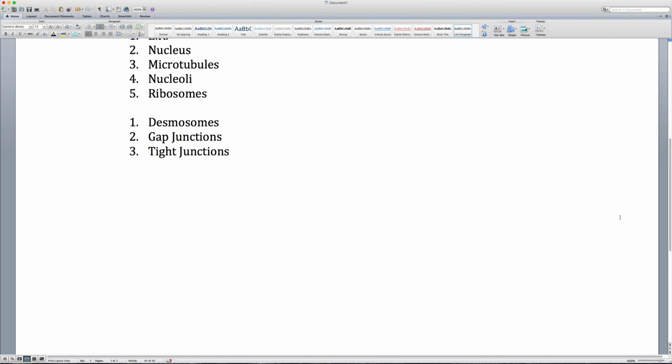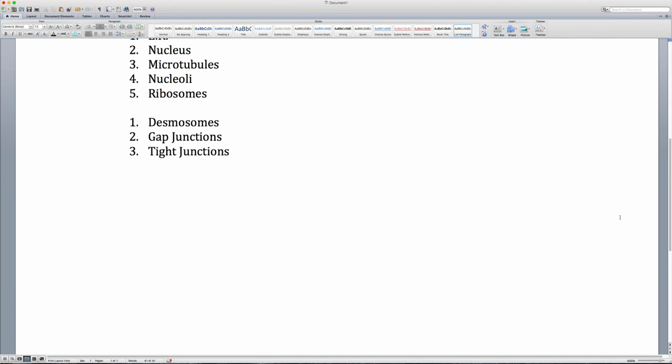Next question, does the smooth endoplasmic reticulum function to produce proteins? Next question, does the mitochondria contain DNA? If so, what purpose does it serve?